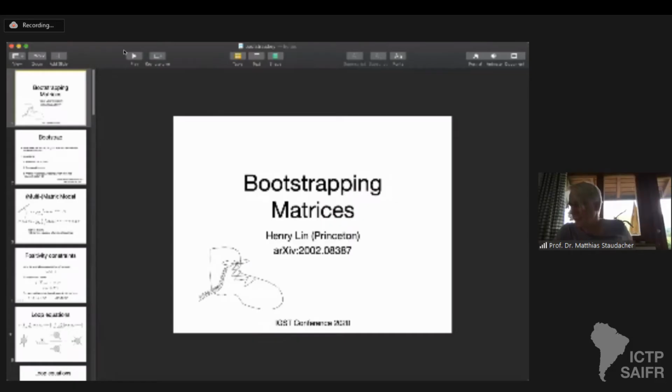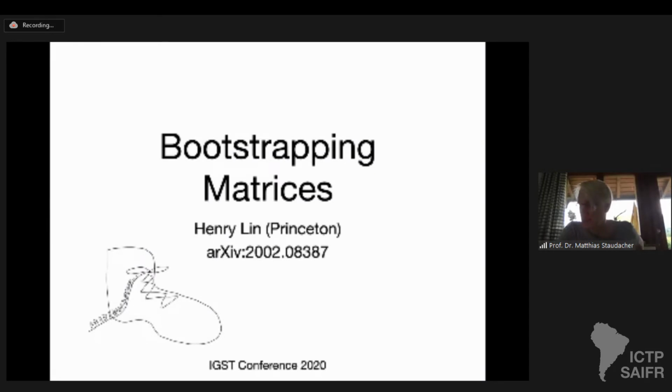And the first speaker is Henry Lin from Princeton. And I looked at this paper. It's a recent paper. It's very interesting. It seems like some really new ideas about solving unsolvable matrix models. So yeah, please go ahead. You have half an hour, and since we are quite tight with the schedule, please stick to this time.